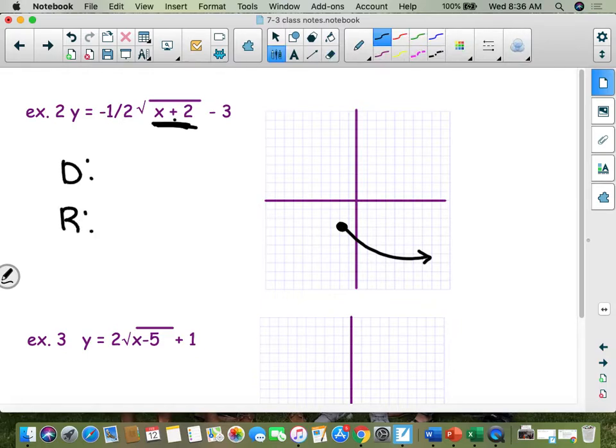Domain, range. The first x value is when it is negative 2, correct? To infinity. Negative 2 to infinity. The y value, you always start from the bottom. The y value is going to be negative infinity, right? To the highest y value, which is negative 3.